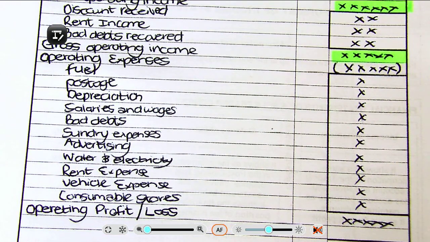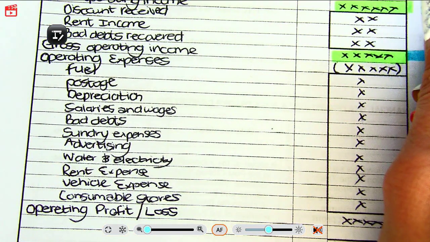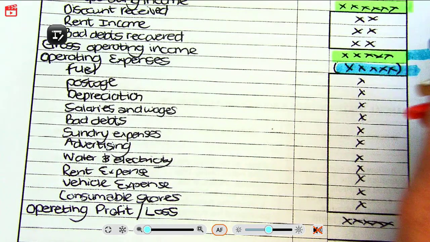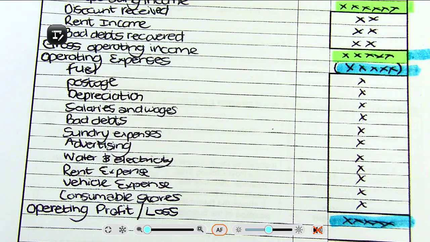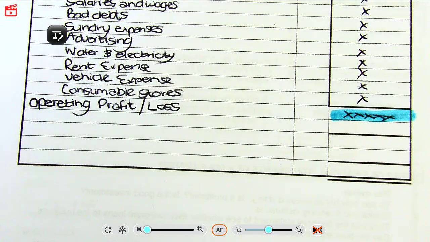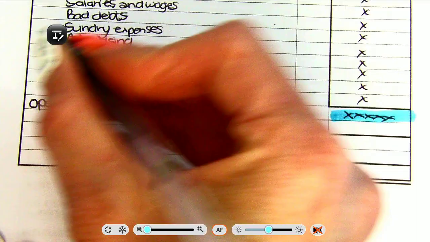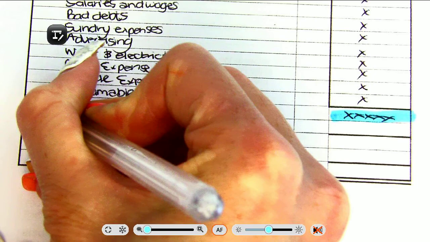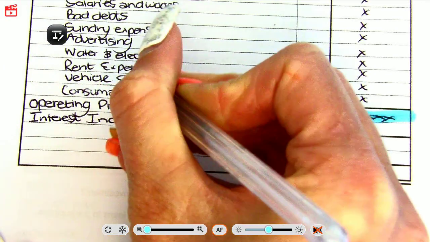Just a little bit. Okay, so my gross operating income, minus my operating expenses, is going to give me my operating profit or loss. Okay. Then after that we have my interest income, which is whatever that is.